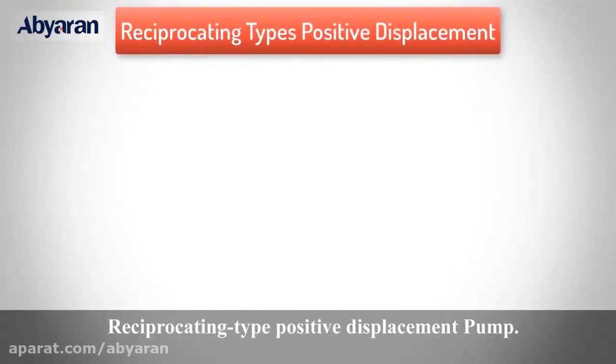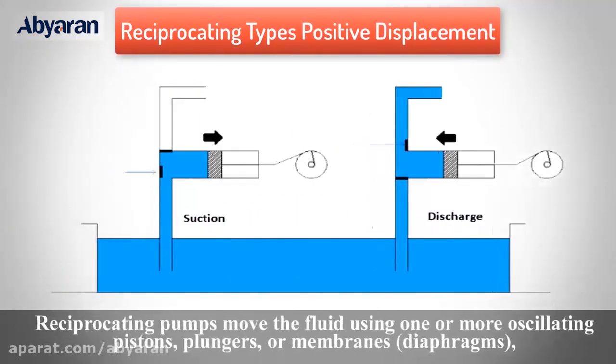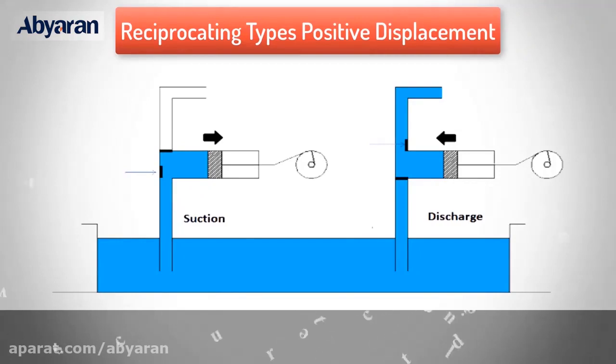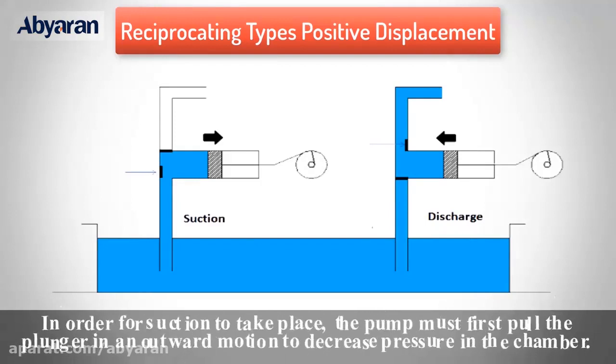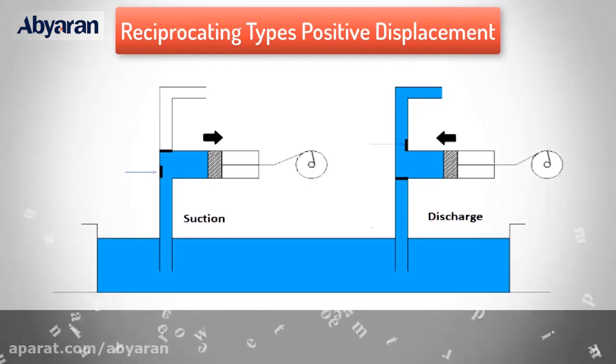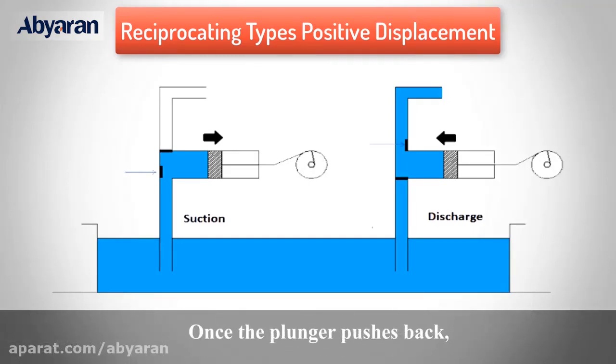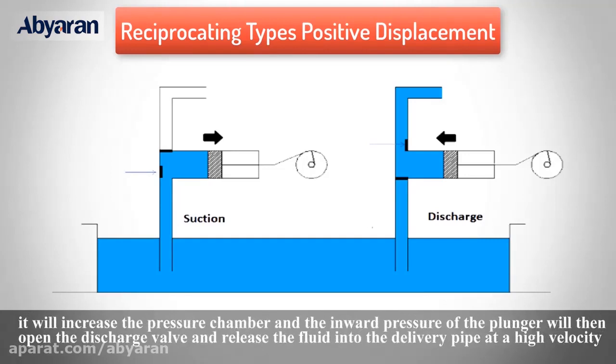Reciprocating type positive displacement pump. Reciprocating pumps move the fluid using one or more oscillating pistons, plungers or membranes, while valves restrict fluid motion to the desired direction. In order for suction to take place, the pump must first pull the plunger in an outward motion to decrease pressure in the chamber. Once the plunger pushes back, it will increase the pressure in the chamber, and the inward pressure of the plunger will then open the discharge valve and release the fluid into the delivery pipe at a high velocity.